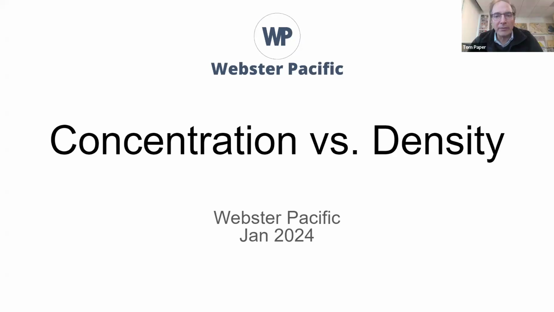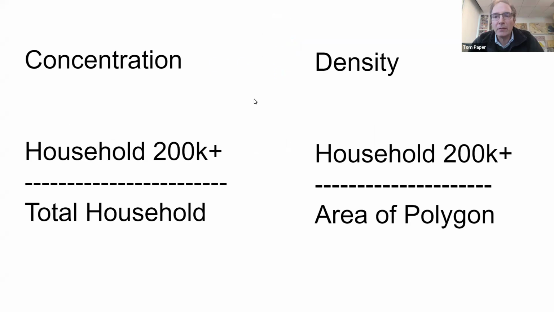Okay, I want to talk a little bit about concentration versus density. So let's talk about definitions first. Concentration is the number of households of a particular type as a percentage of total. So in this case, we're interested in households that are earning $200,000 or more, and concentration would be that number of households divided by the total for particular polygons.